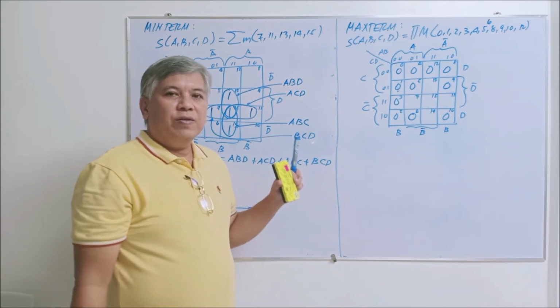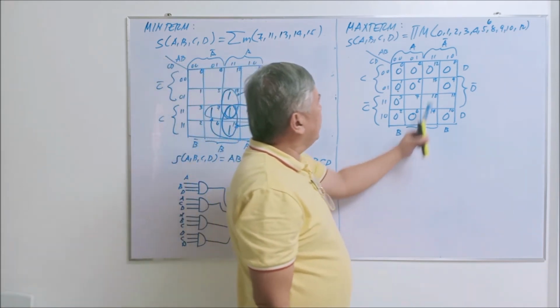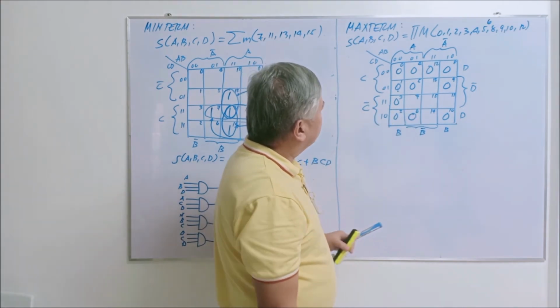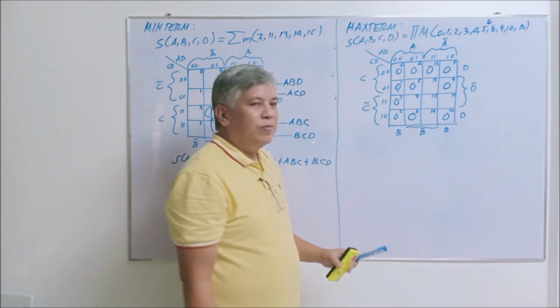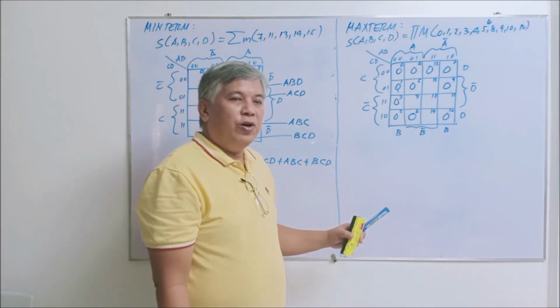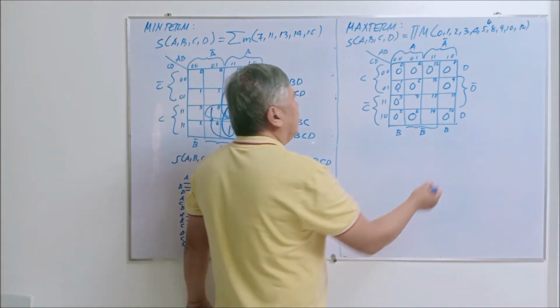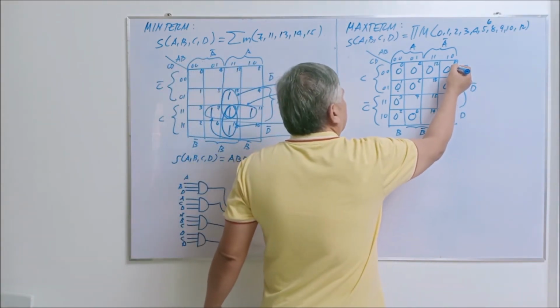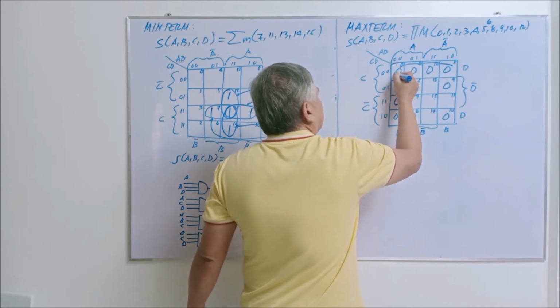8, 4, 2, 1. So we try to find 8 adjacent cells. Do we have them? I think there are no 8 adjacent cells, no? So we go to 4 adjacent cells. Now, by 4 adjacent cells, there are, no? So this one, this is 4 adjacent cells in line.